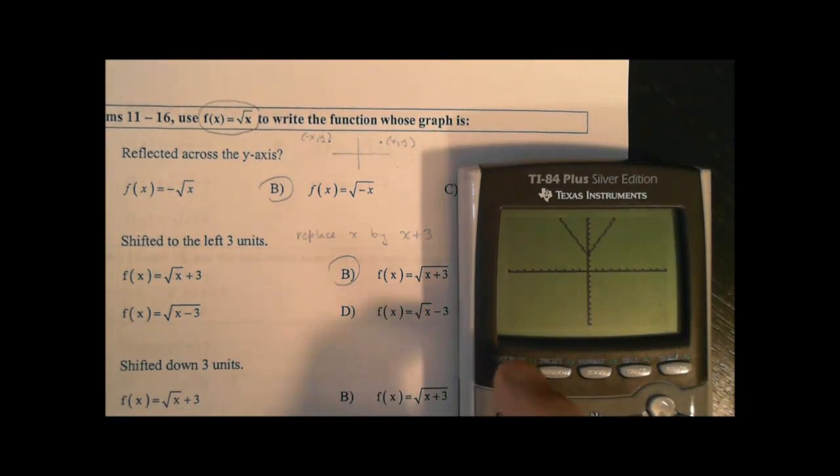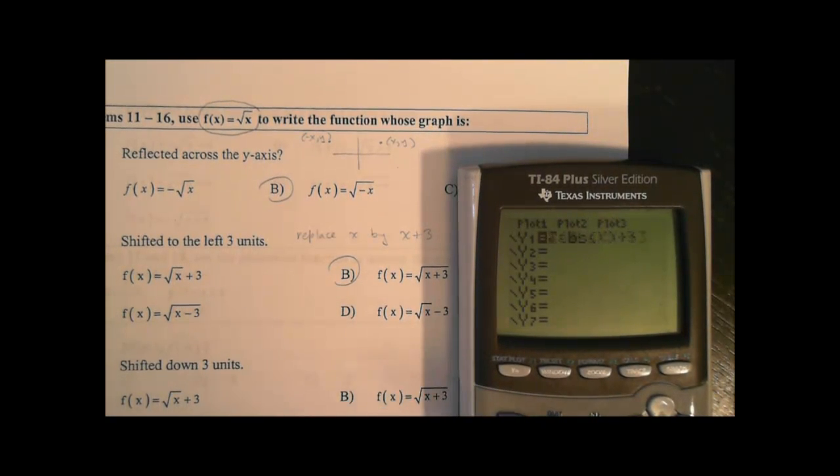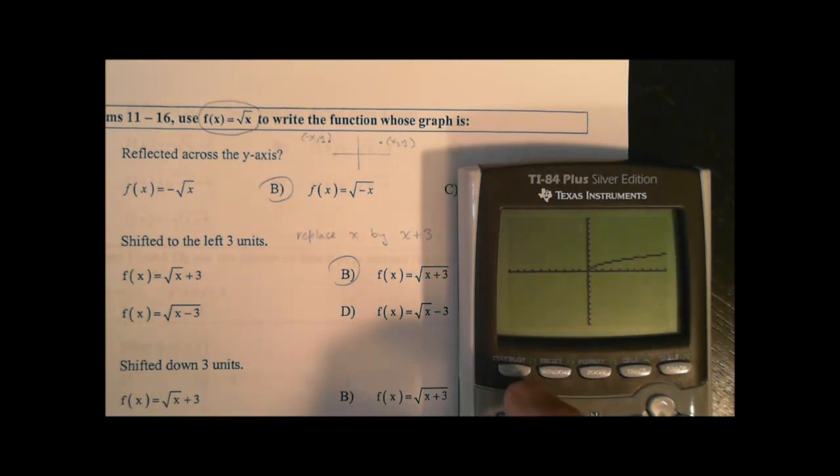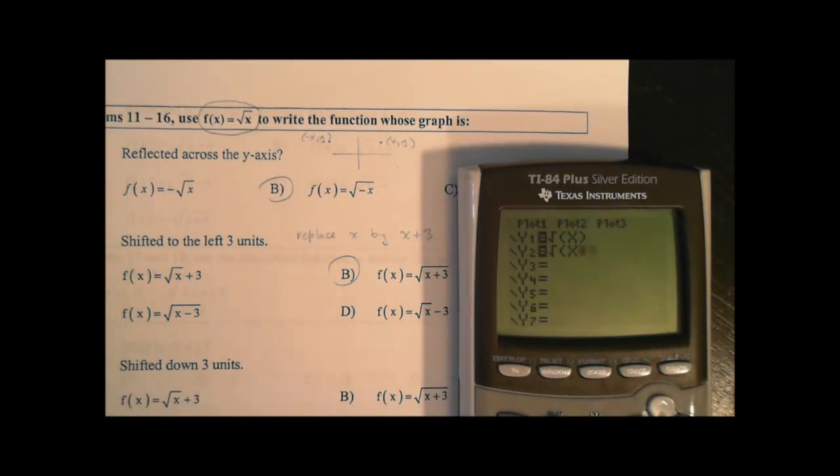If we looked at the graph of square root of x, there's the graph of the square root of x function. We could zoom in a little bit. And we wanted to check one of each of these. Well, we could check that the square root of x plus 3 has been shifted to the left by 3 units. And there you can see it's shifted to the left by 3 units.